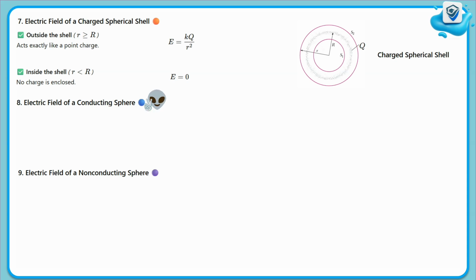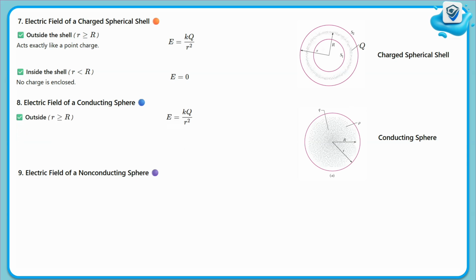Step 2. Conducting sphere. Now let's move to a conducting sphere. In a conductor, all excess charge moves to the outer surface. That means its electric field is exactly the same as the spherical shell. Outside the sphere, E equals kQ divided by r squared. Inside the conductor, E equals 0.